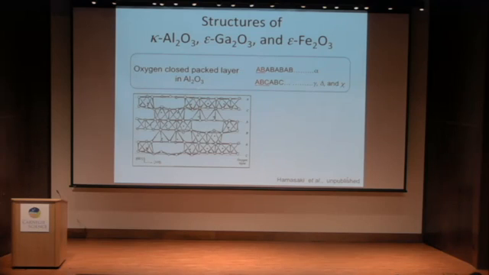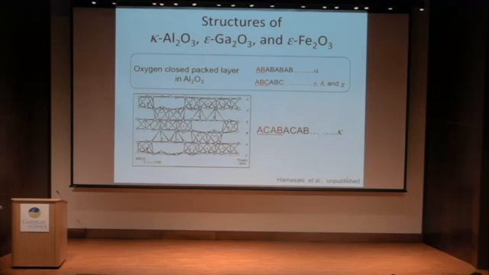For example, if we look at the corundum structure, the oxygen close-packed layer sequence is given by AB, like this. In the case of spinel or spinel-related structures, the sequence is ABC. And if we look at the kappa alumina structure, the oxygen close-packed layer sequence is given by ACAB. This is a characteristic of this structure.